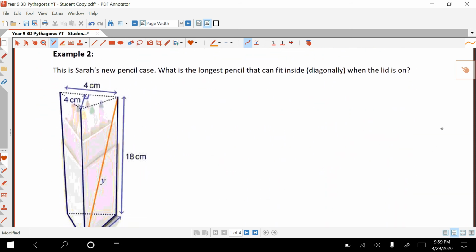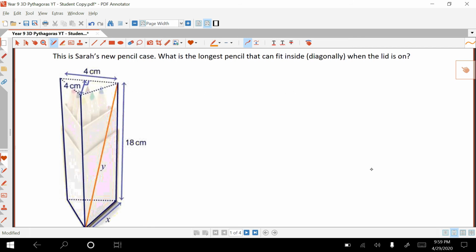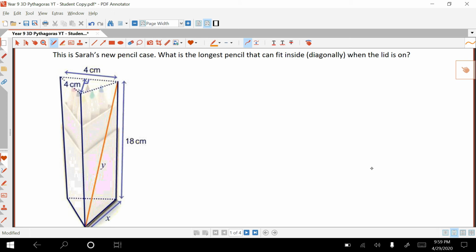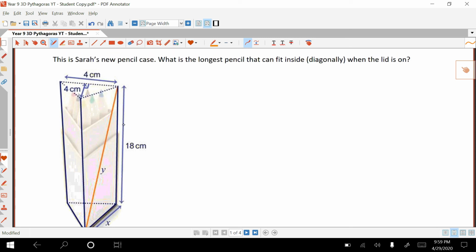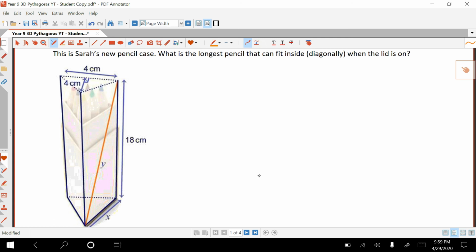Okay, so example 2, we have a situation where this is Sarah's new pencil case. The question is, what is the longest pencil that can fit inside diagonally when the lid is on? The length of the longest pencil that can fit into this is represented by the length y. Our plan is to find y. And for us to find y, we first have to find x, because we need x and 18 to find y by Pythagoras theorem.